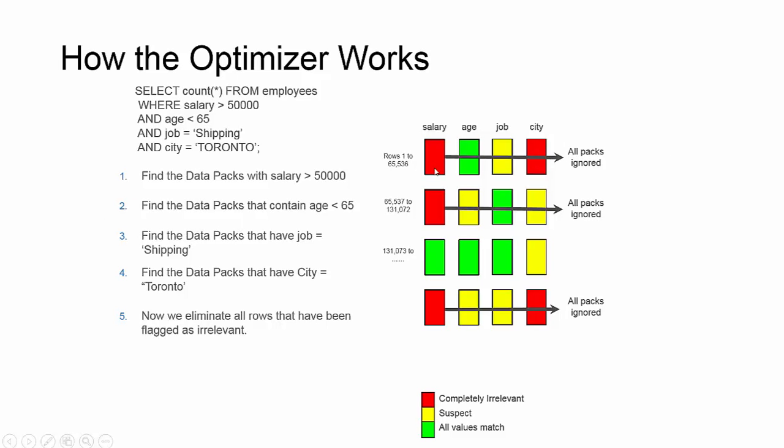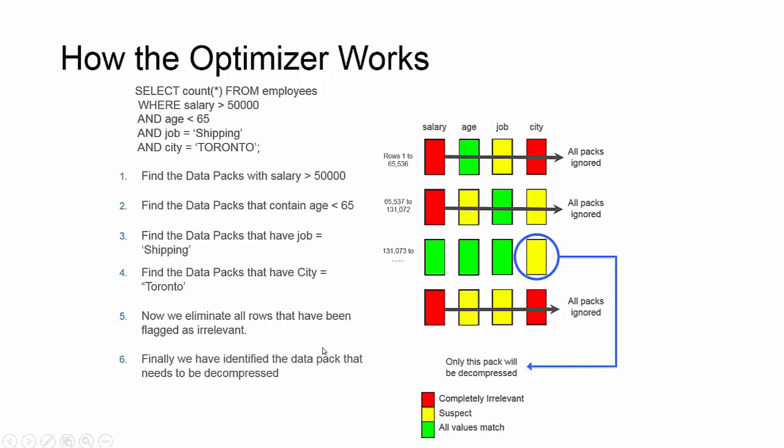We also have this concept of a pack row, so we can ignore those rows that have data packs where none of the values match. In this case, the first, second, and fourth rows can be completely ignored. So in this example, the only data pack that needs to be decompressed is the city one. In this case, we're able to greatly reduce the amount of disk activity compared to other columnar databases, and get the answer to the query in a much more efficient manner.